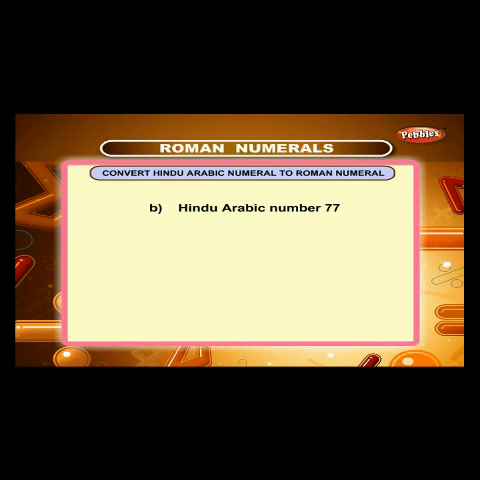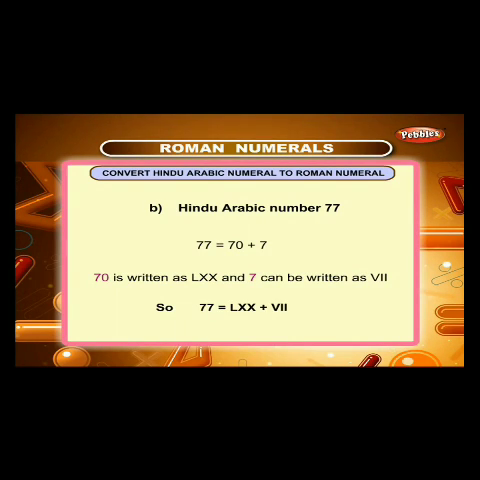B. Convert Hindu Arabic number 77 to Roman numeral. 77 equals 70 plus 7. 70 is written as LXX and 7 can be written as VII. So 77 equals LXXVII.